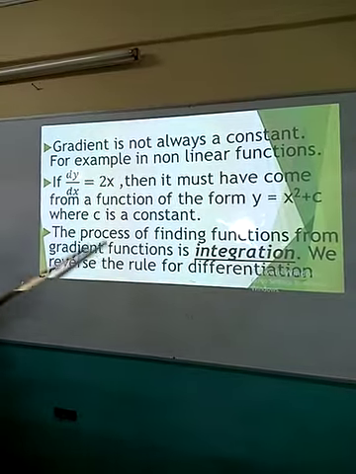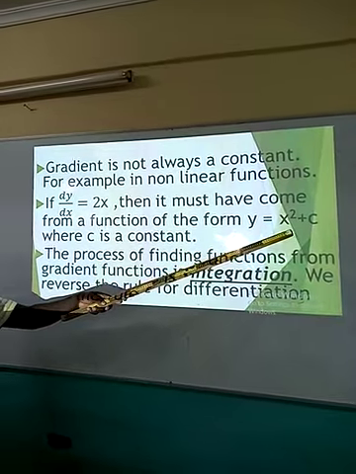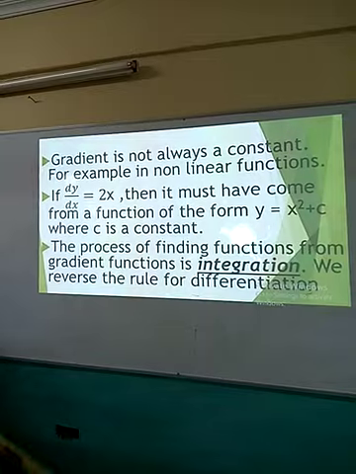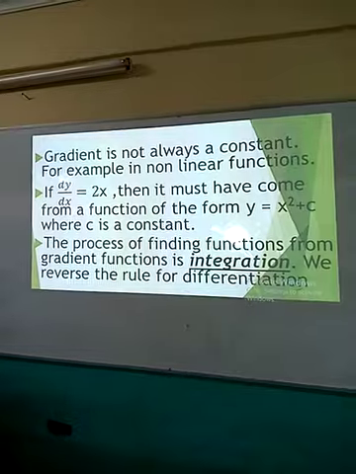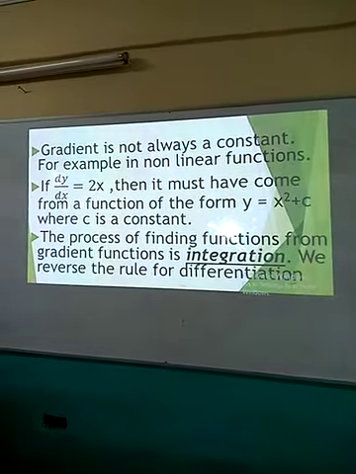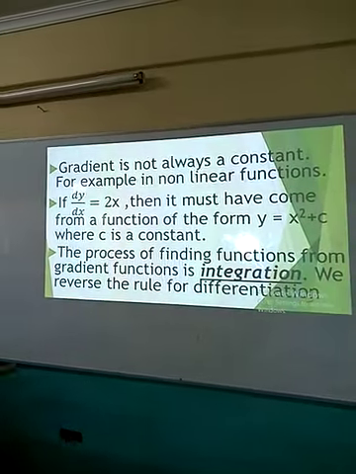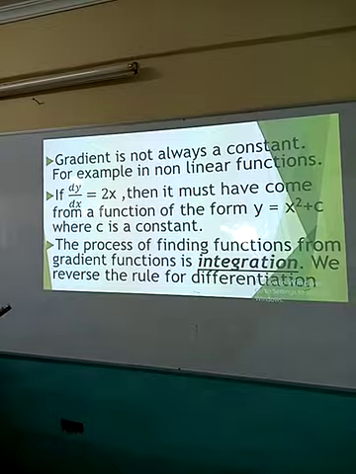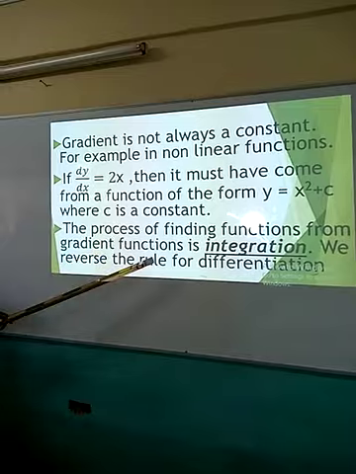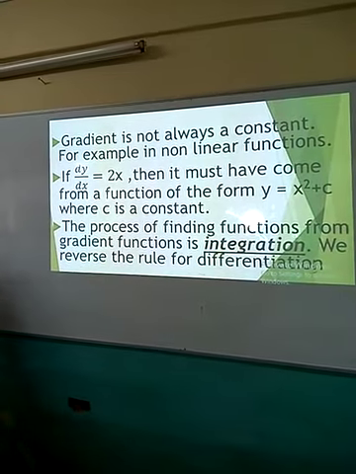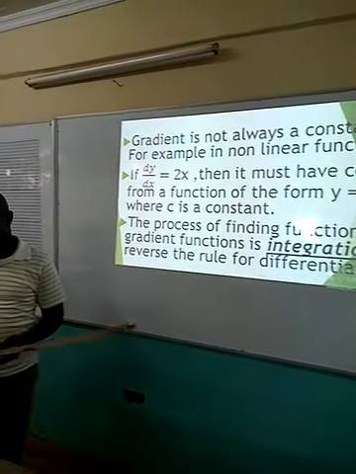So it means that our 2x may have come from a function of the form y = x² + c, where c is a constant. This process that we are going through, where we are getting a general function from a derived function, is what we call integration. And that is why we are saying that the process of finding functions from a gradient function is integration. To get it, we reverse the rule of differentiation.